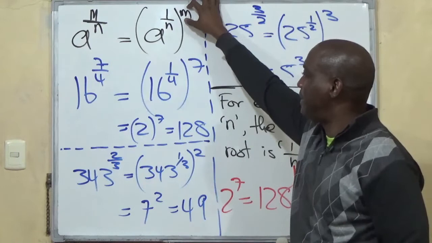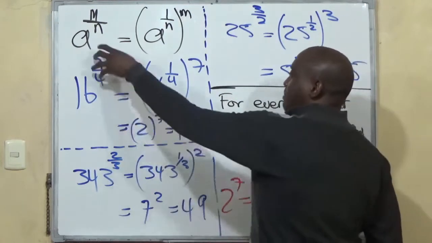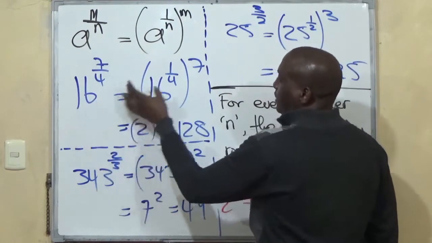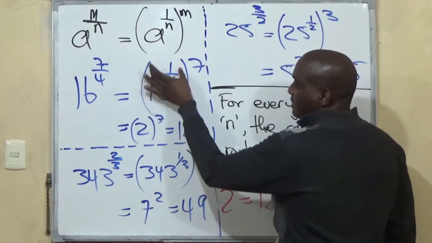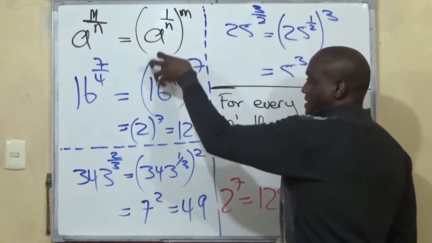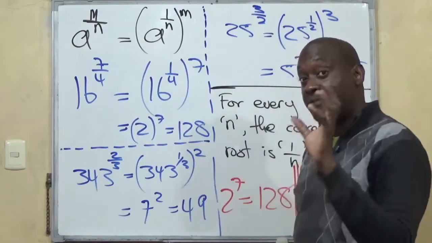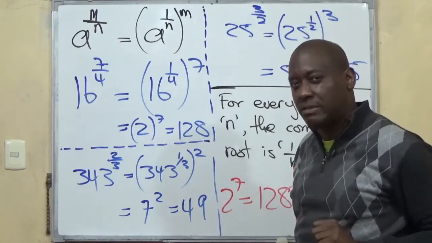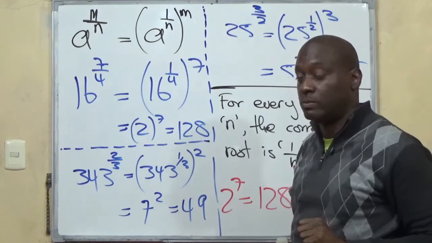Right? Because if you have 16 to the power of 7 over 4, that is the same thing as saying 16 to the power of 1 over 4 raised to the power of 7. 16 to the power of 1 over 4 is the fourth root of 16, which is 2.